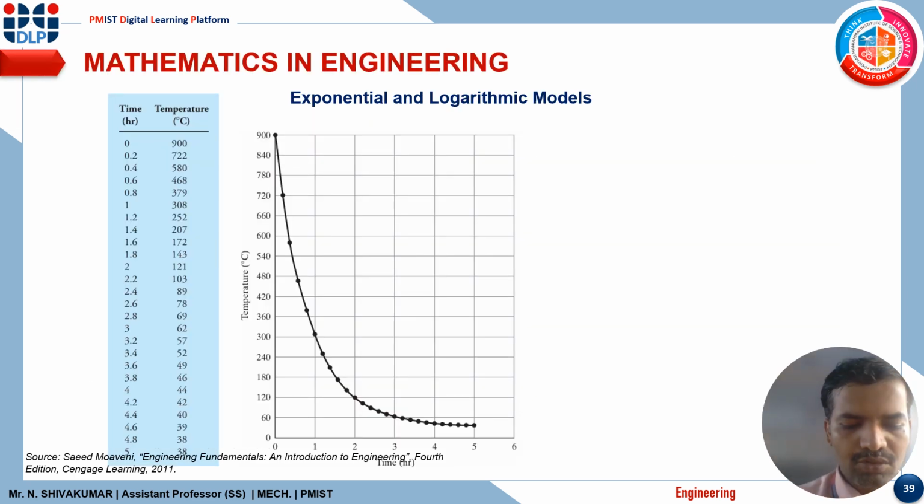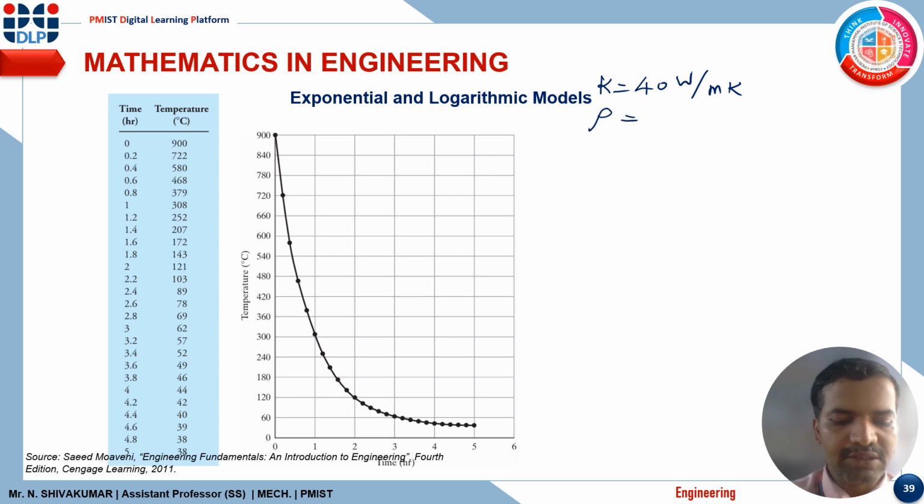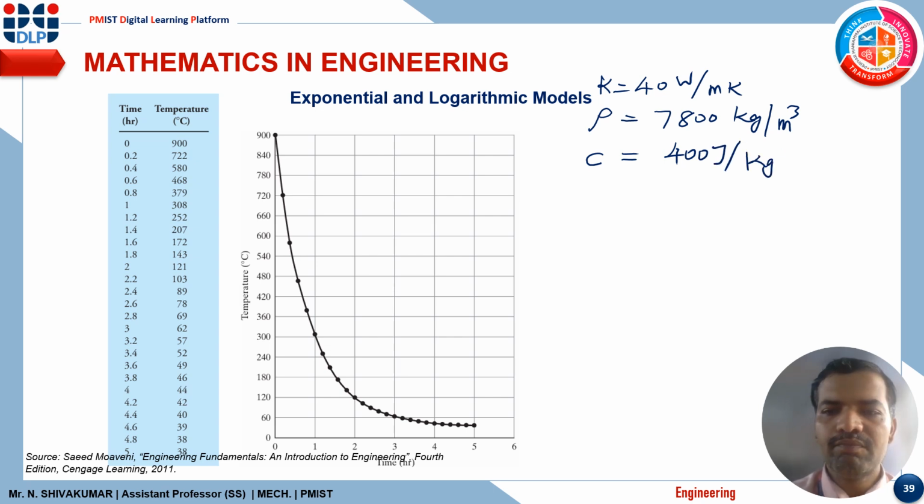In this problem, some values are already given. What is the first value? K. K is the first value, K equal to 40 watts per meter Kelvin. Next, the density of the material is given. Density is 7800 kilogram per meter cube. The specific heat C is given as 400 joules per kilogram Kelvin.